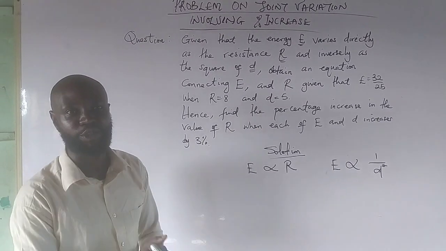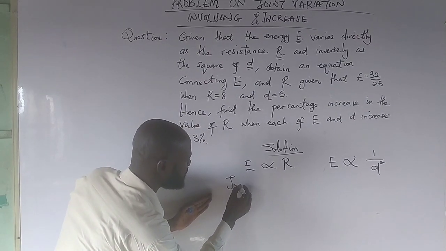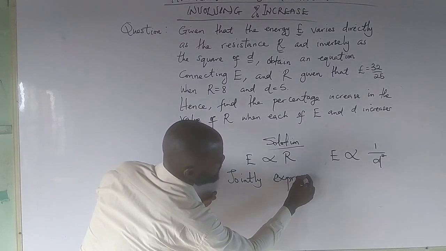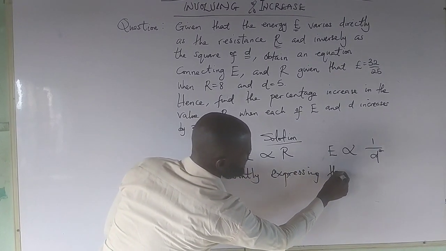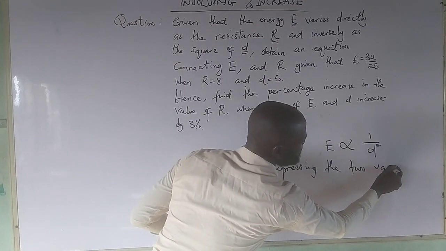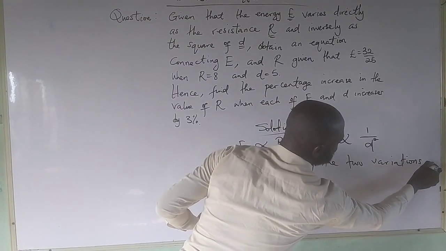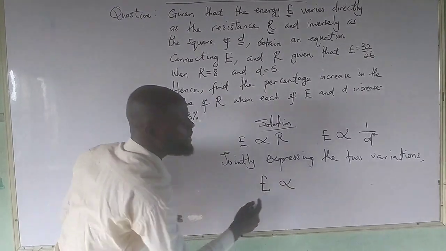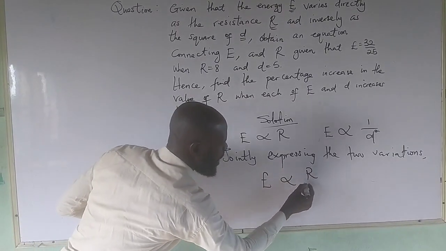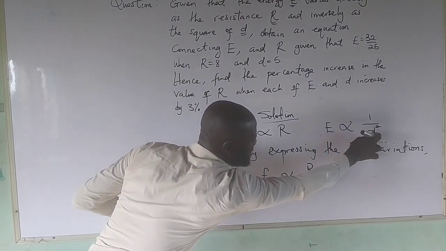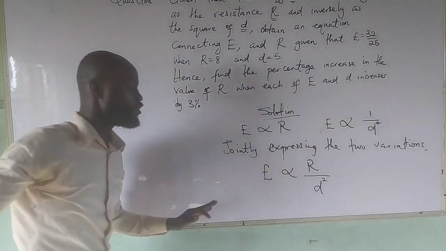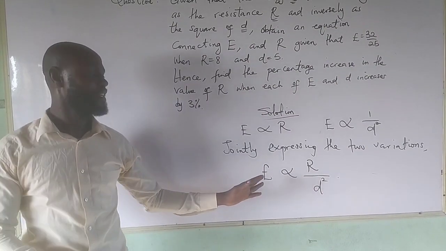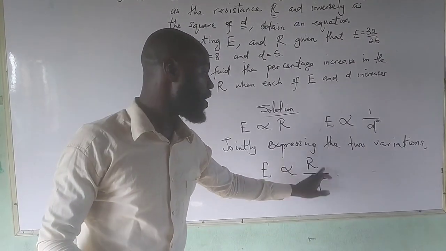Jointly expressing the two variations, we are going to have E varies directly as R and inversely as the square of D. So this is the variation connecting E, R and D.